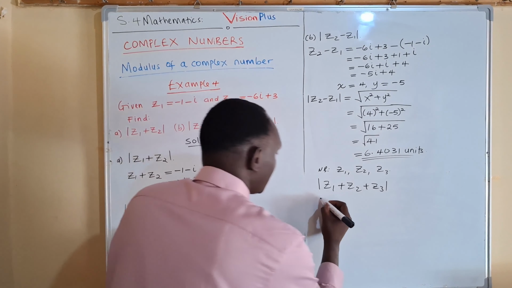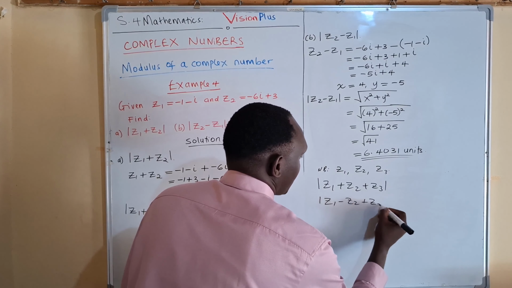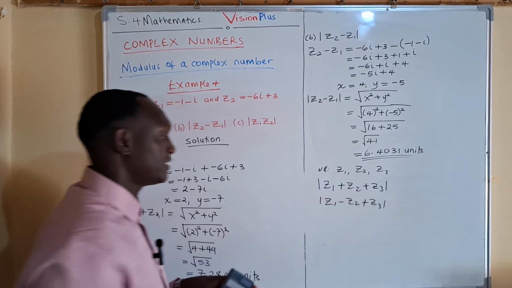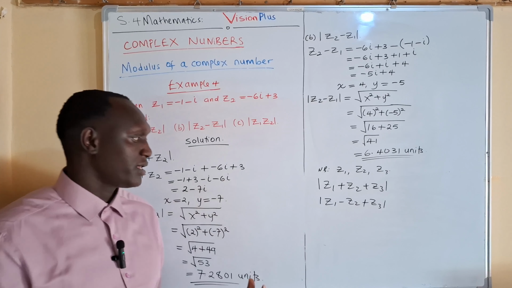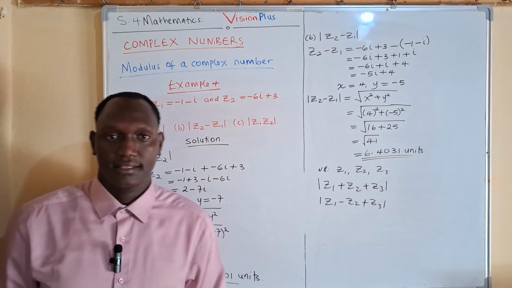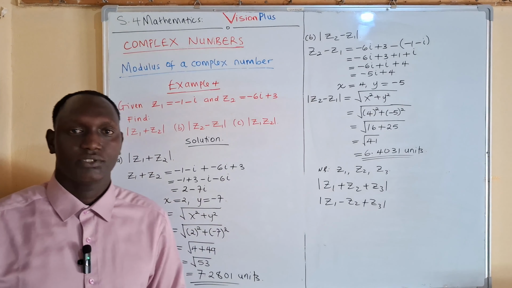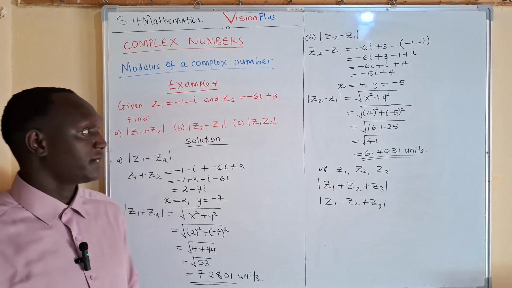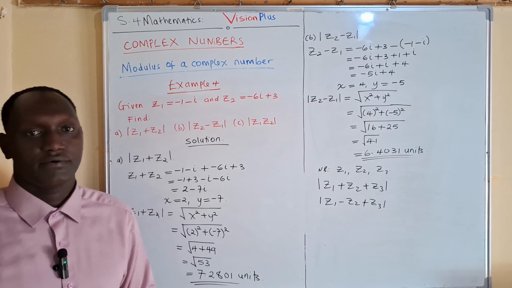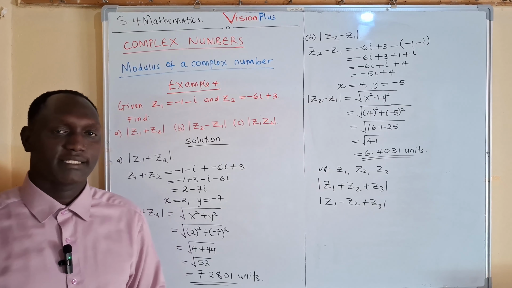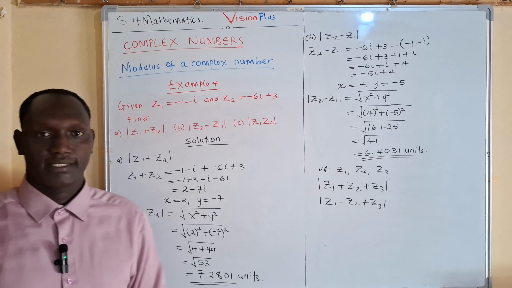So they can even give you a mixed one, the magnitude of Z1 minus Z2 plus Z3. You do the same thing. You get Z1, subtract Z2, get the answer, and then to that answer you add Z3. So just know they can ask you very many questions in this aspect, but I've given you the bottom line where you lay your foundation for solving a very complex number and a magnitude. Now let us go to part C.